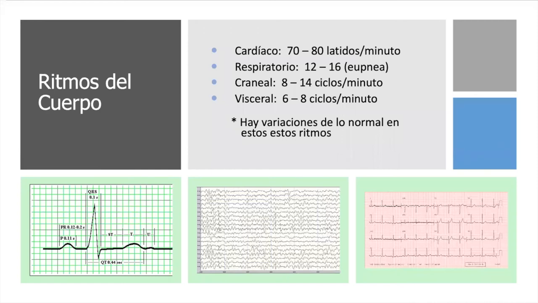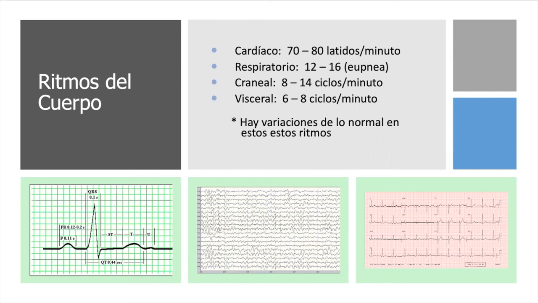So when we talk about rhythms, we have other rhythms that we regularly speak about in the body. We talk about a cardiac rhythm, 70, 80 beats a minute or so forth. We talk about a respiratory rhythm and we use these in medicine. Cranial also has a rhythm. It's slower, about 8 to 14 cycles per minute. And there's also another rhythm, a visceral rhythm that can be talked about.